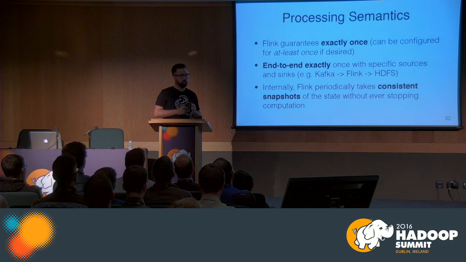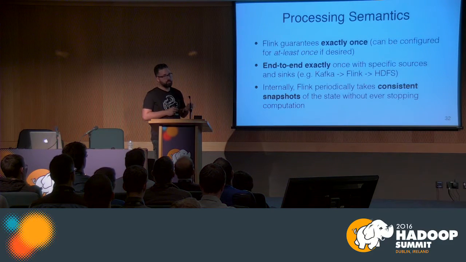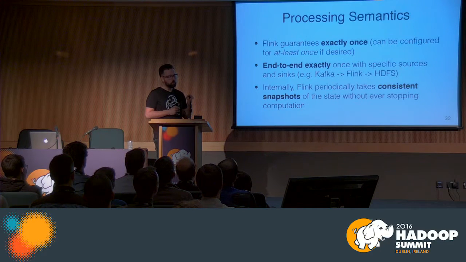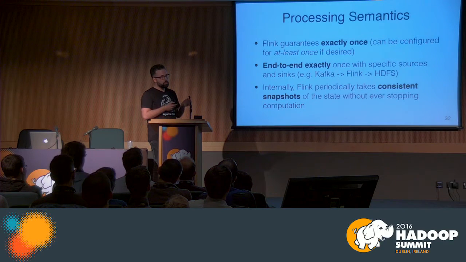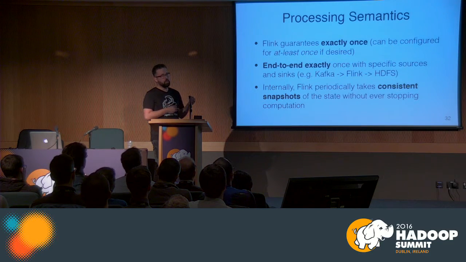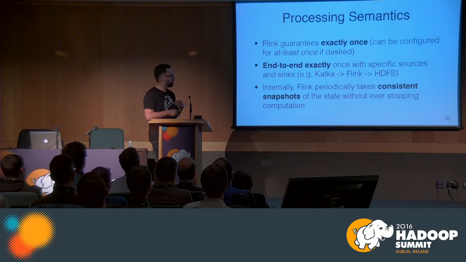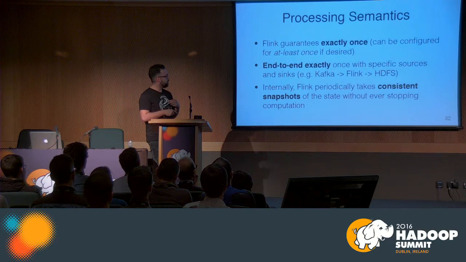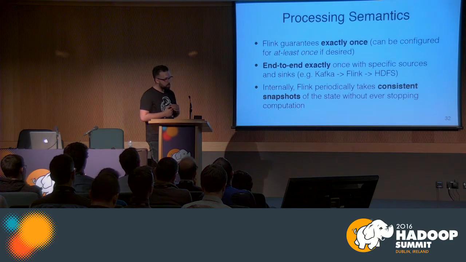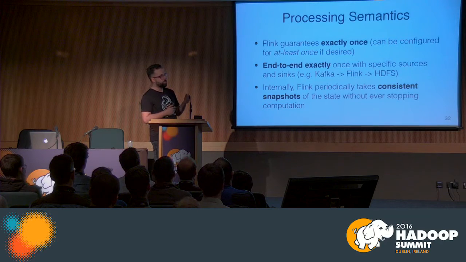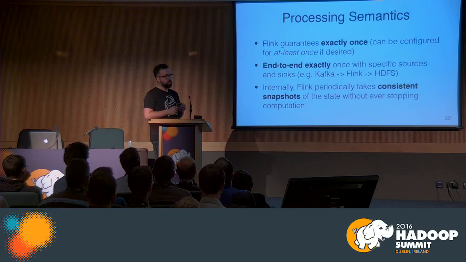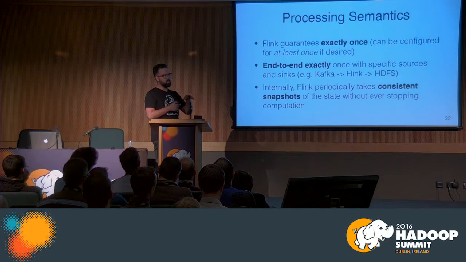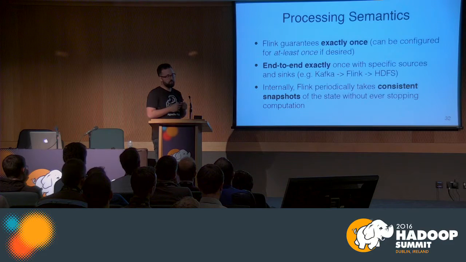So what you get in Flink right now is exactly once guarantees within the system. You can also configure this for at least once if you desire so. And for some kinds of setups, we can also guarantee end-to-end exactly once. For example, when you read from Kafka, do your processing, you can publish this in an exactly once way to the outside world, like HDFS. And internally, this works by injecting snapshots into the data flow, and these trigger snapshots of the state to which you can then roll back if a failure occurs.